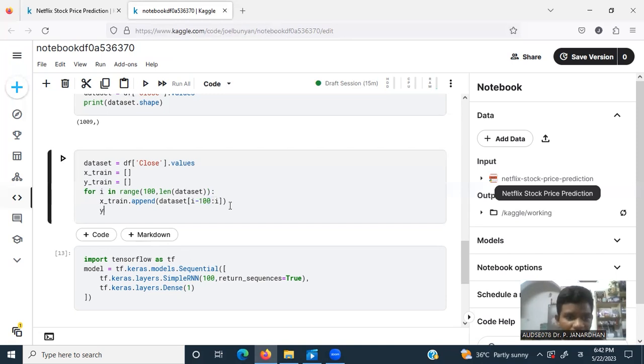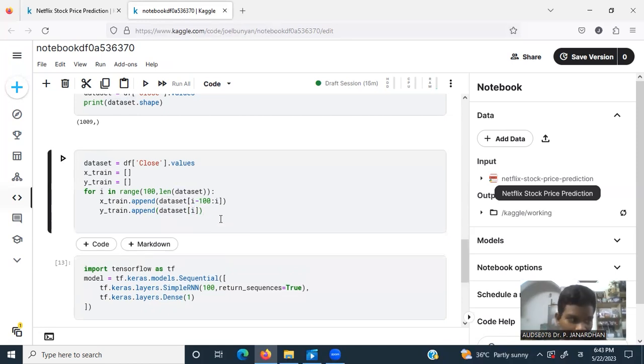And then what is y train? What is output? Output is nothing but the final value, right? I'm going to say I. So we are going to get the first 100 values, from 0 to 100, and this is the input, and then the output is nothing but the ith value. Understand, right? And then we are going to do that for all of these values, all of these possible sets of consecutive values and outputs.